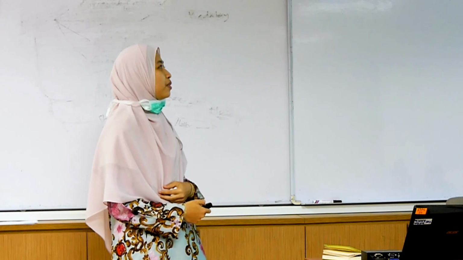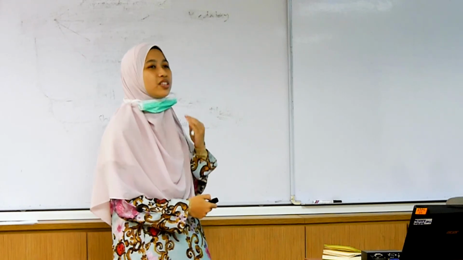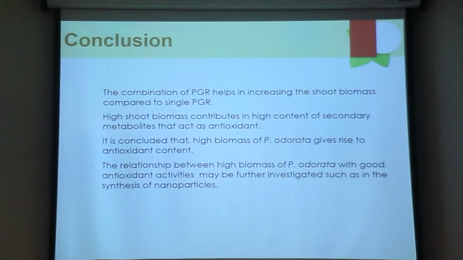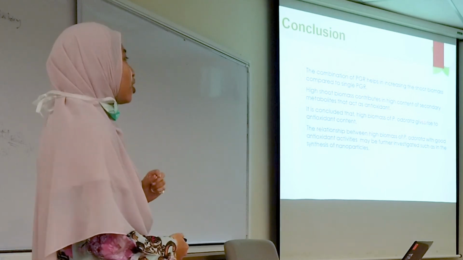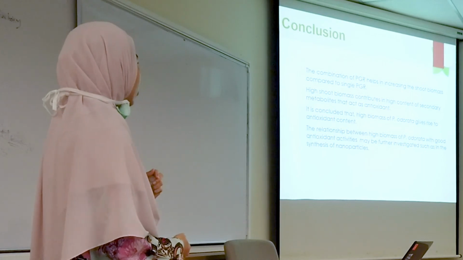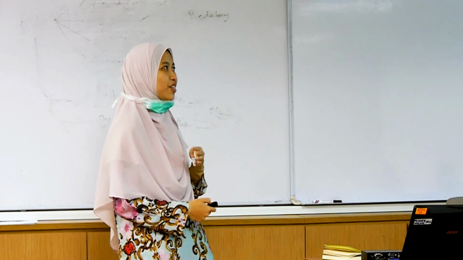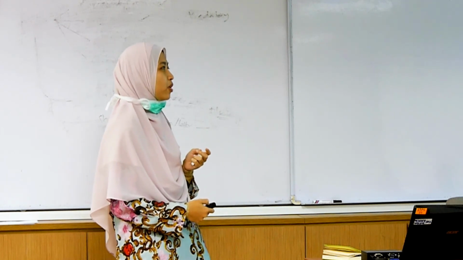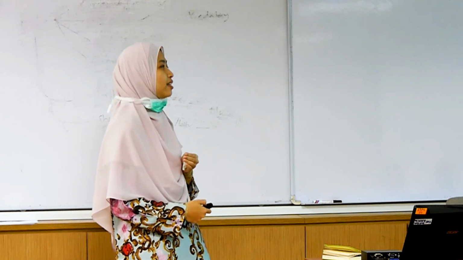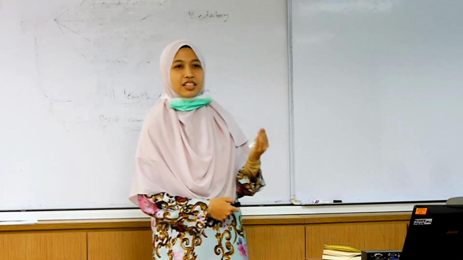So the combination of PGR helps in increasing the shoot biomass compared to single PGR, because we could see the role of NAA just now. High shoot biomass contributes to a high content of secondary metabolites that act as antioxidants. Secondary metabolites are compounds found in plants that also act as antioxidants. So it is concluded that high biomass of Persicaria odorata gives rise to antioxidant content. The relationship between high biomass of Persicaria odorata and good antioxidant activities may be further investigated, such as in the synthesis of silver nanoparticles.